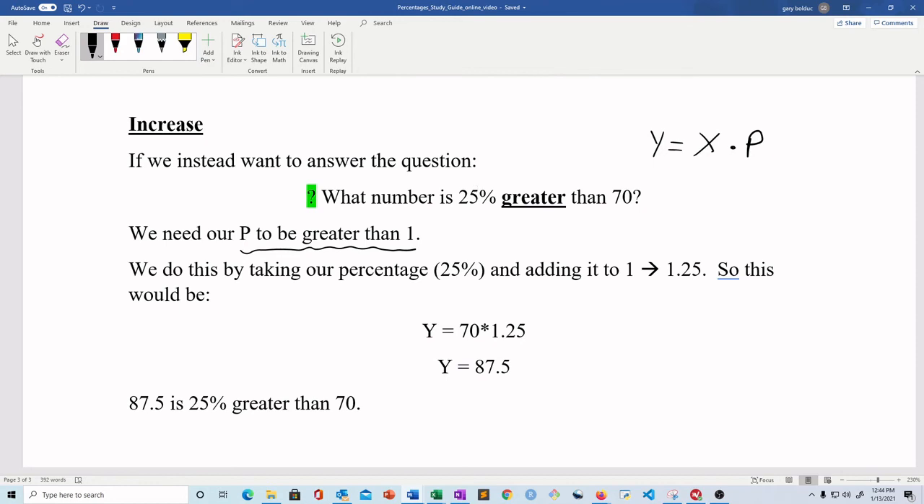Well, I know that I want 25% of 70. That's going to be important. So you could do 70 times 0.25 equals 17.5. This calculation gives me 25% of 70.